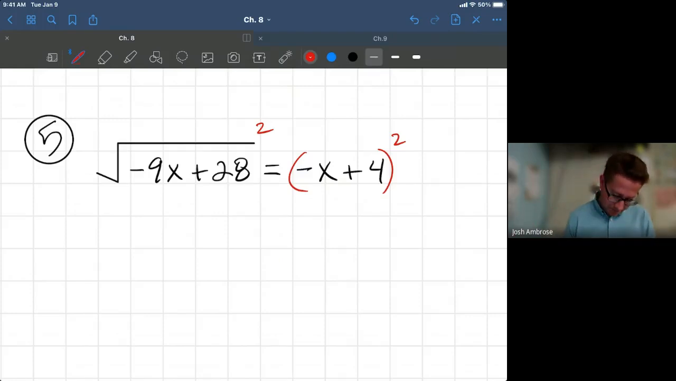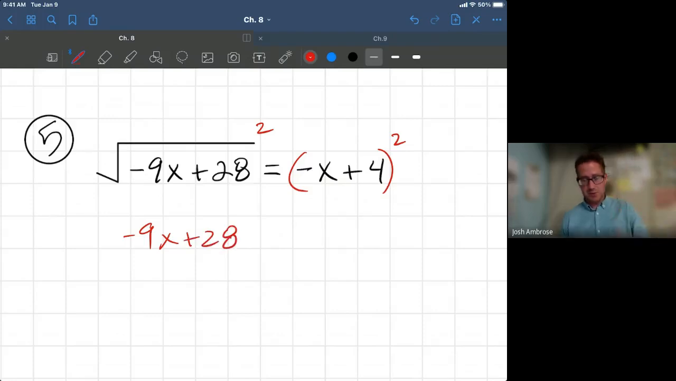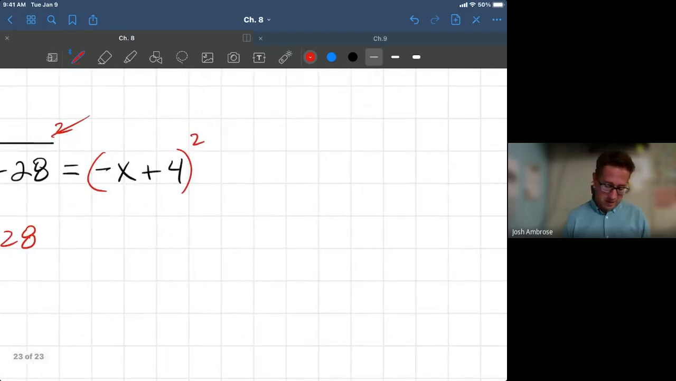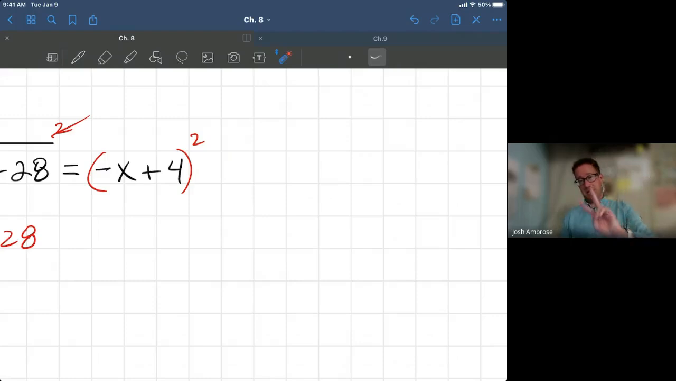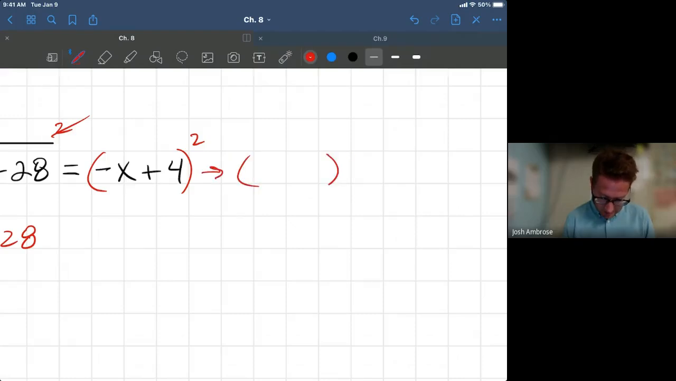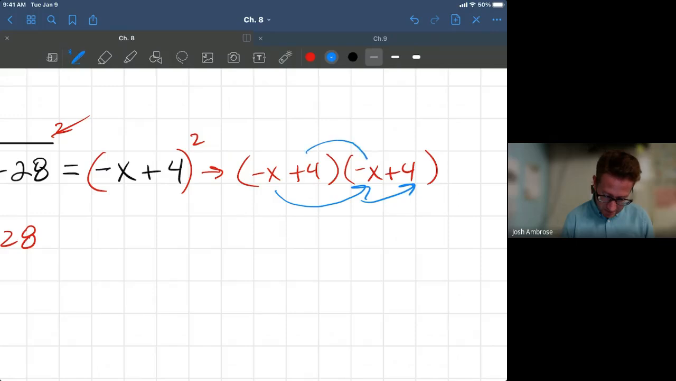Okay, so the negative 9x plus 28, that's all good. That just drops straight down because these guys cross each other out. But this, on the other hand, right here, basically means we have to write that twice and then FOIL it. That's the same thing as writing it twice: negative x plus 4, negative x plus 4, and then double distributive property into those parentheses right there.